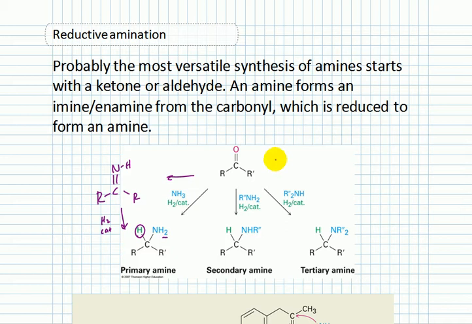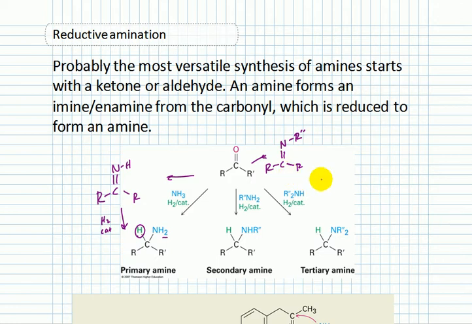If I start with the same ketone, with this time an R group, so methylamine or something like that, our imine will look like this, RCR double bond N with whatever our other R group was. Reduction of that gives us a secondary amine, right? That other R group came from the amine that we used before.